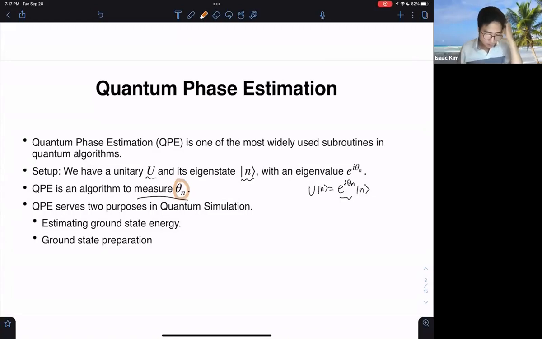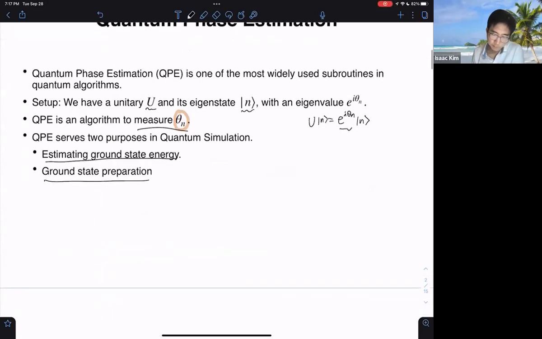And quantum phase estimation serves many purposes, but in the context of quantum simulation, it mainly serves two purposes. One is for estimating ground state energy, and the other is for actually preparing the ground state. So both statements may sound a bit mysterious, but we'll get to that later. For now, let's just stick with this setup and understand how this actually works.